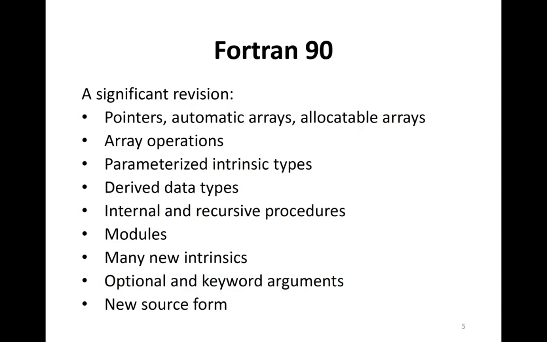So it had pointers, automatic arrays, allocatable arrays. It had array operations, quite a strong array language, parameterized intrinsic types, derived data types, so you could define your own type and you could define operations on the types, internal and recursive procedures, modules, lots of new intrinsic procedures, optional and keyword arguments, a new source form that wasn't geared to the old cards. So Fortran 90 really was a very different language from Fortran 77.